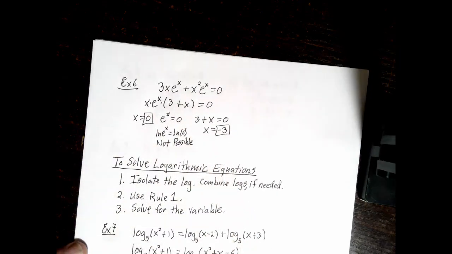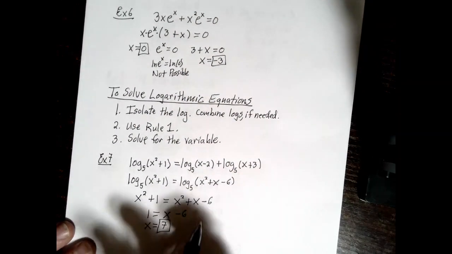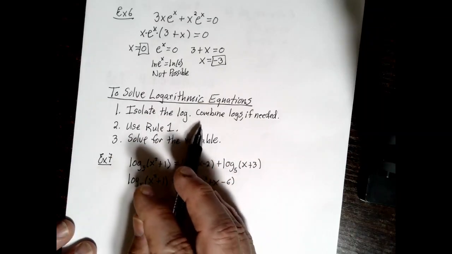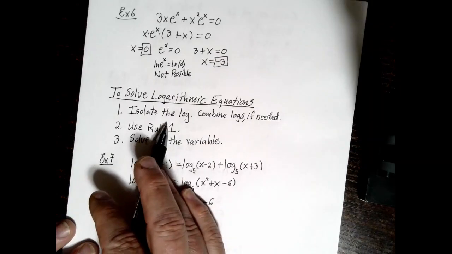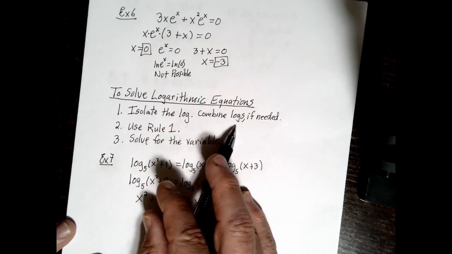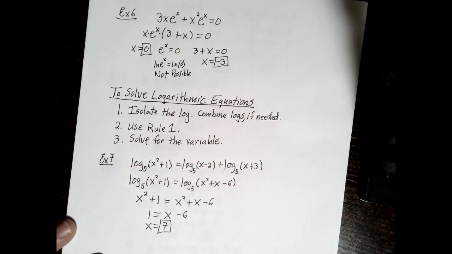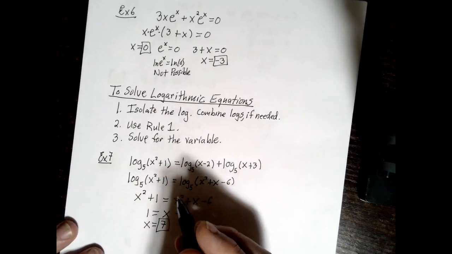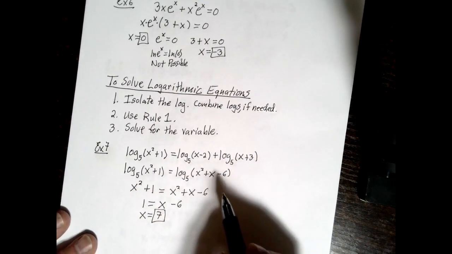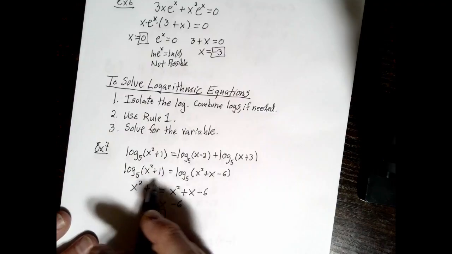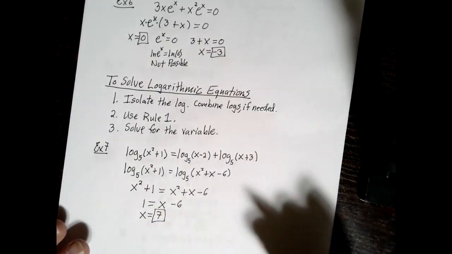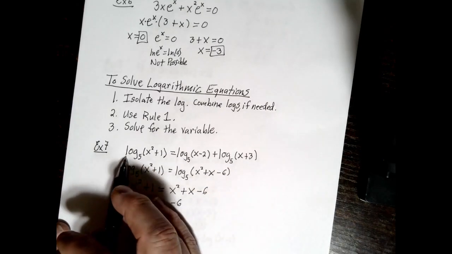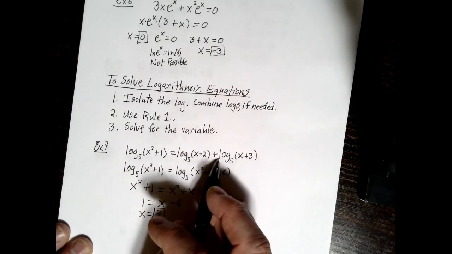The other two do. Now the other way to solve logarithmic equations is to isolate the logarithm, and you might need to combine logs, and then use rule 1. Another way you can do it is what they do in rule 7 here. They set the logs equal to each other, and they take away the logs, and you get something you can work with. So log 5 of this equals log 5 of that plus log 5 of that.